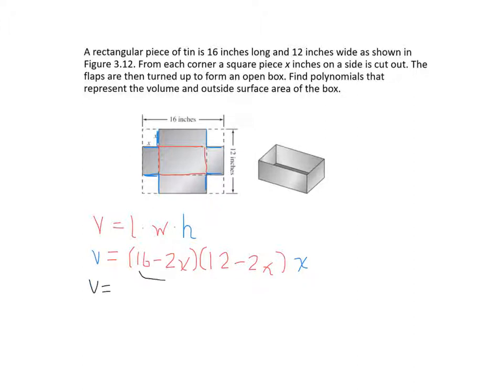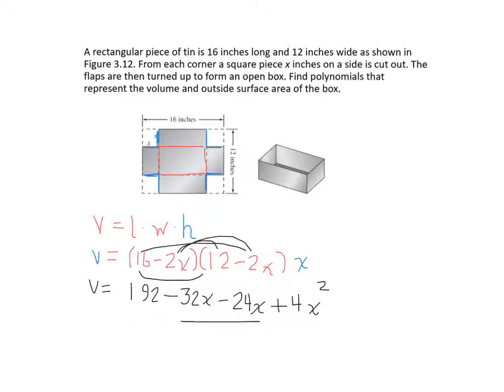I'm going to distribute the 16. I have to multiply the 16 by the 12, and I get 192. And then I have to multiply the 16 by the negative 2x, and I get minus 32x. And then I have to distribute the negative 2x. Negative 2x times the 12 is negative 24x. And negative 2x times negative 2x is positive 4x squared. These, of course, are like terms because they both have an x to the first power, so they can be put together.